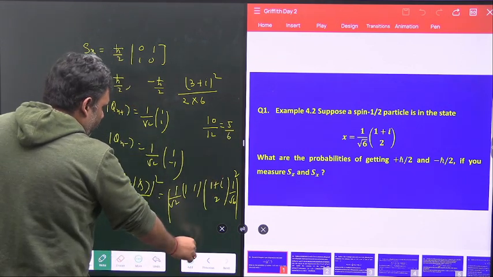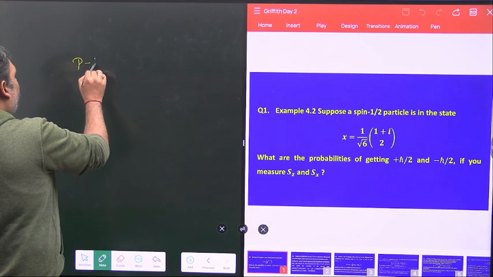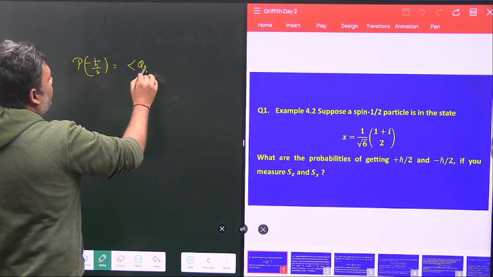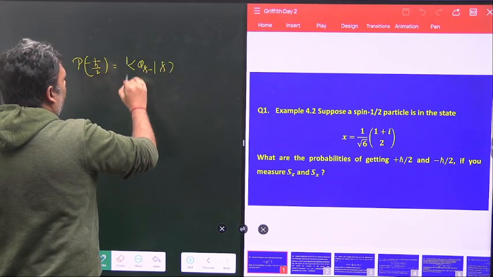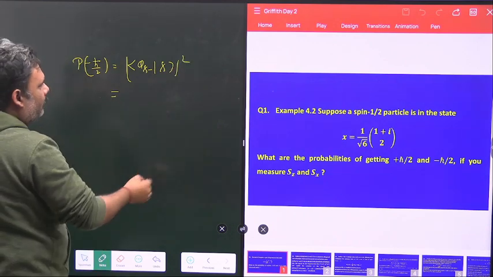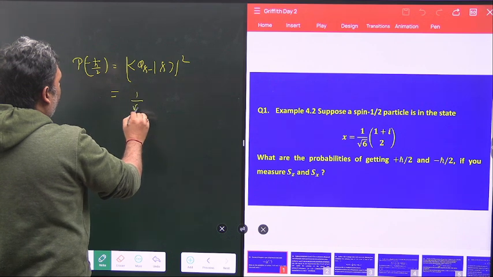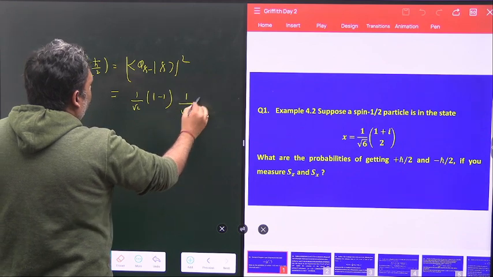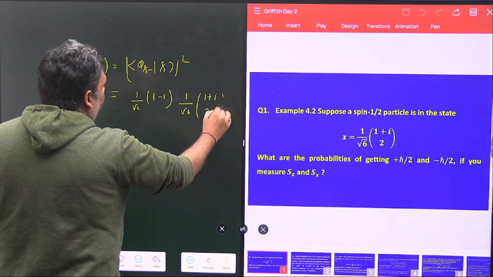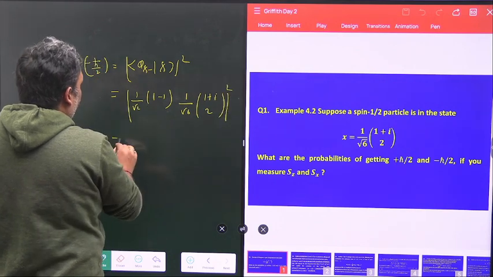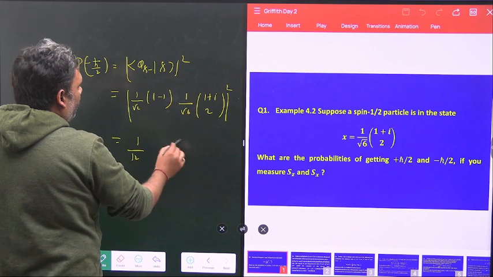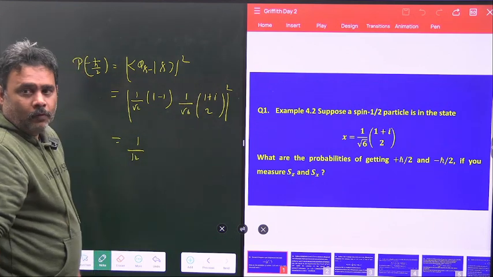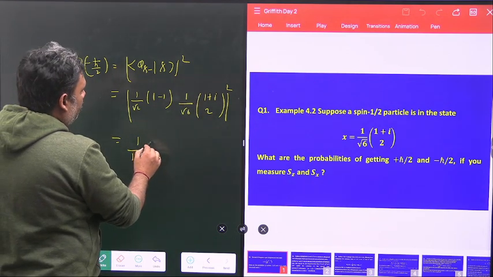Similarly, we can go for the probability of minus ħ/2, and that value is phi x minus with chi, mod square. You can just put it here. So this is 1 upon root 2 (1, -1), and you have 1 upon root 6 (1+i, 2). You can take mod square. So this value has 1 upon 12, and what will come inside? 1 minus 2, right?